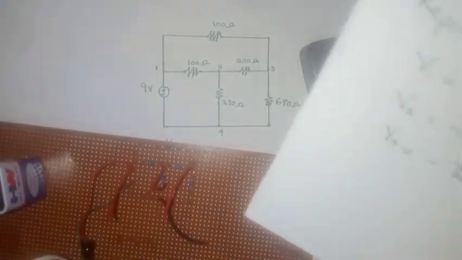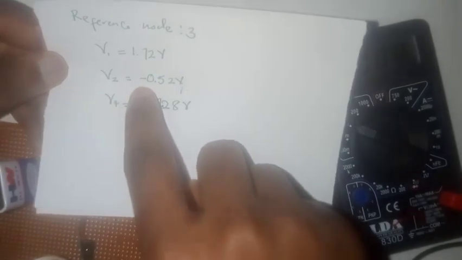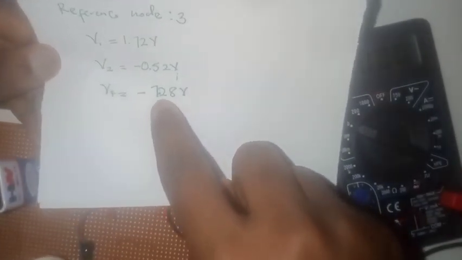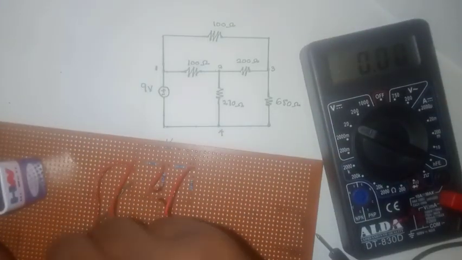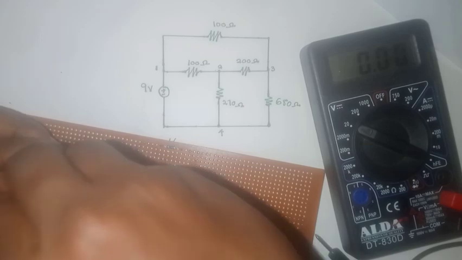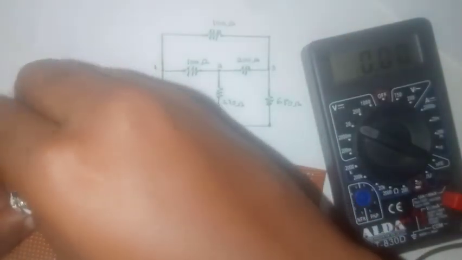Next reference node, which is node 3. At node 3, we expect V1 to be 1.72, V2 to be minus 0.52, and V4 to be minus 7.28. So what we're going to do is hook up our battery. Negative terminal here, positive terminal here.